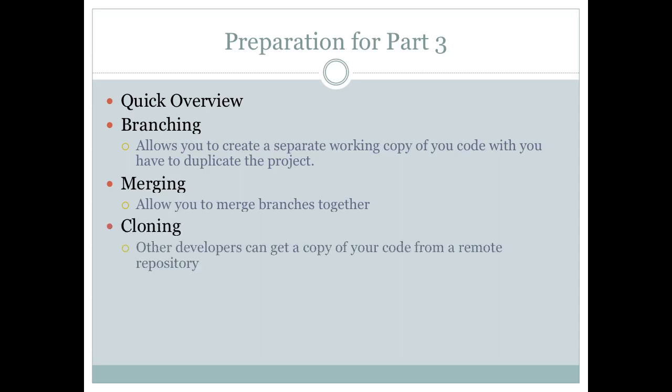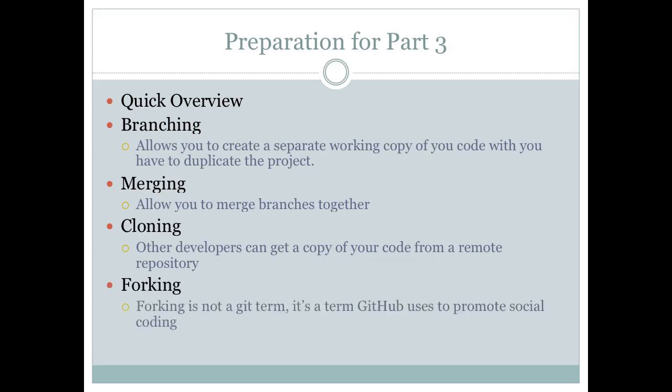Cloning allows other developers to copy your code from a remote repository to their local PC. So basically, anytime somebody pulls from GitHub, they're doing a clone. The word forking is not actually a Git term. It's actually a GitHub term used to promote social coding. This is used when someone wants to contribute to somebody else's project or would like to use someone else's project as a starting point for their own. This is known as forking. As you can see, most of these features will allow multiple developers to work on the same project together.